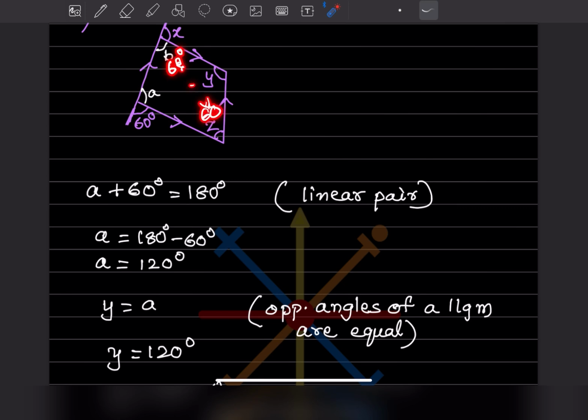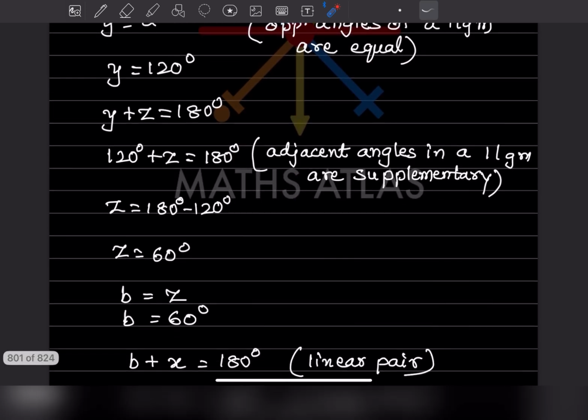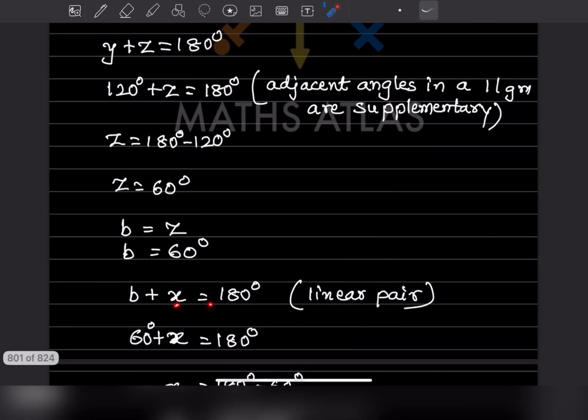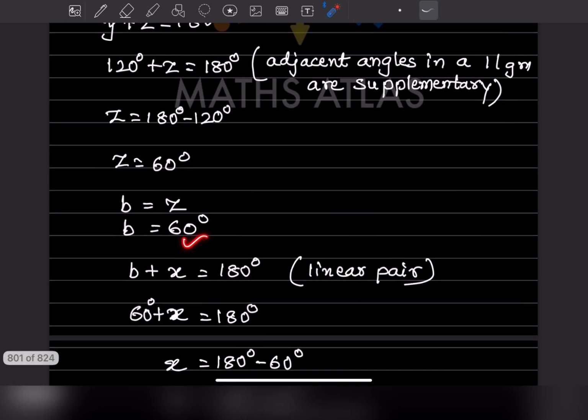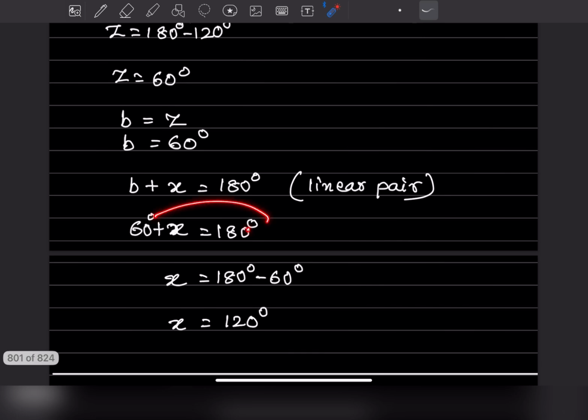So now after you get this 60, it is easier to get x. Again, this is a linear pair, meaning 60 plus x is going to be 180. So x is going to be what? This is given over here. B plus x is equal to 180, linear pair. You already got the value of b as 60. So 60 plus x is 180. So x will be 180, this will go here, minus 60. So x will be 120 degrees.